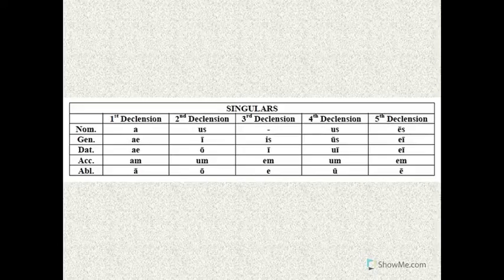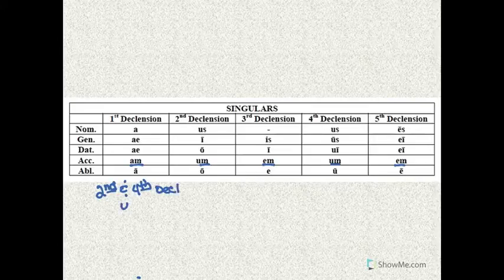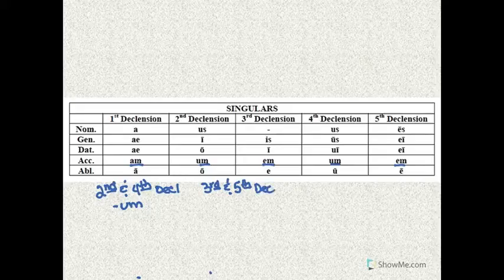Okay, one of the patterns you might have realized is that all the accusative singular endings end in M. We had for the first declension, for the second, M for the third, for the fourth, and M for the fifth. You might have also noticed that the evens, the second and fourth declension, both have and the odds, the third and fifth, both have M.